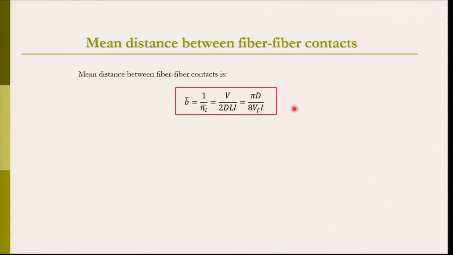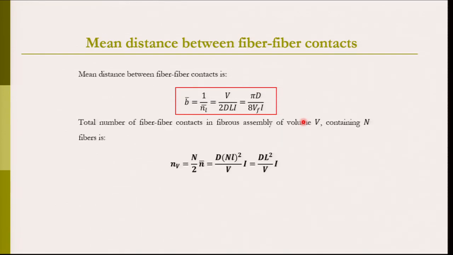So, this is an important expression because we are able to calculate the mean distance between the fiber to fiber contacts in an anisotropic assembly on the basis of fiber diameter, fiber volume fraction and the global orientation parameter, which denotes the alignment of fibers in the system.